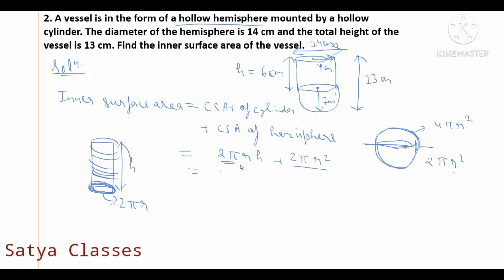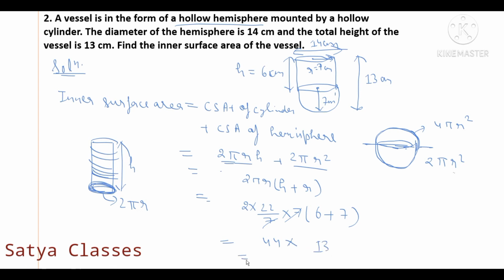So take common from them. Taking common is a good habit and it reduces your calculation. So 2πr is common, and what is left? H plus r. Just put the value of r here. Since I have calculated r equal to 7 centimeter, 2, the value of pi is 22 by 7, and the value of r is 7. The value of h is 6, so 6 plus 7. Good. 22 into 2 becomes 44, and 6 plus 7 equals 13.